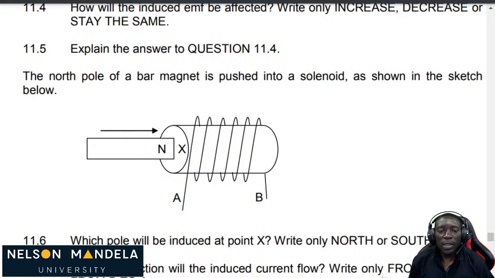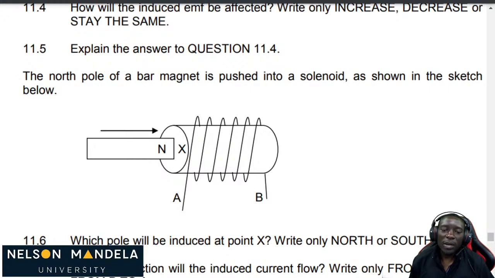The bar magnet, a north pole, is being introduced into a solenoid with point X being at the side A of the coil, like that. The question is, which pole will be induced at point X, right, only, north, or south? So this should be very simple. You don't need to calculate anything or think hard about anything.